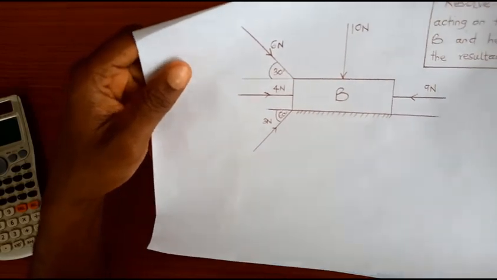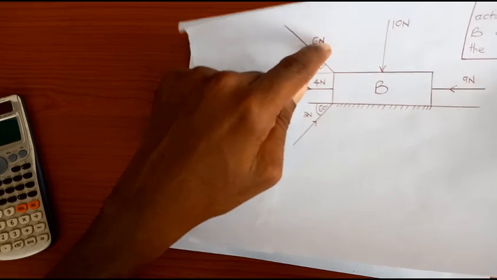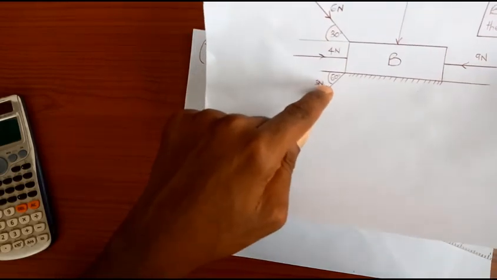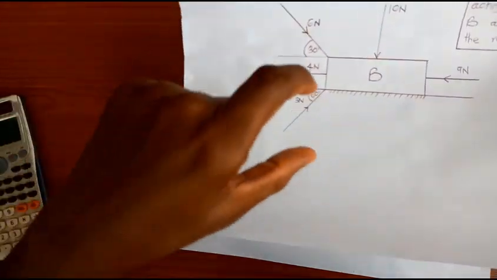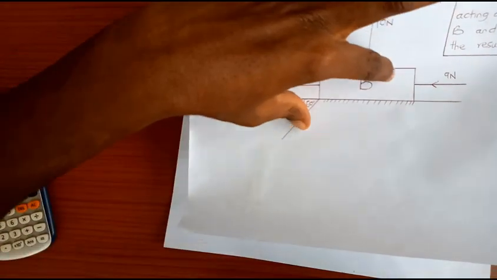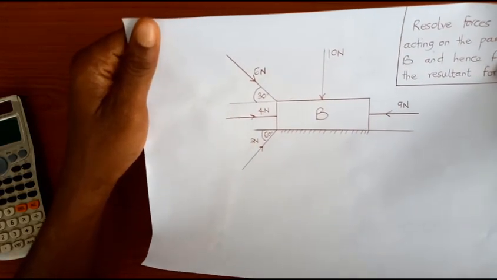So do you know what we're going to do? We are going to change this 6, represent it with a variable, change this 3, represent it with a variable, and calculate a specific force that will keep this body at rest. Hope you get me. So let's go.